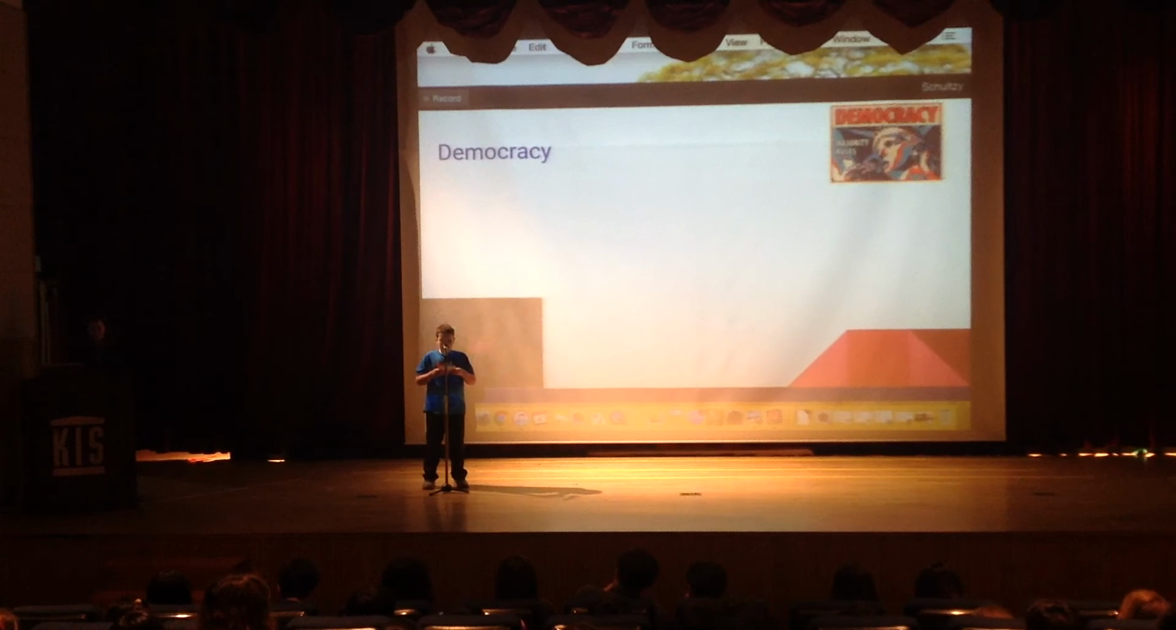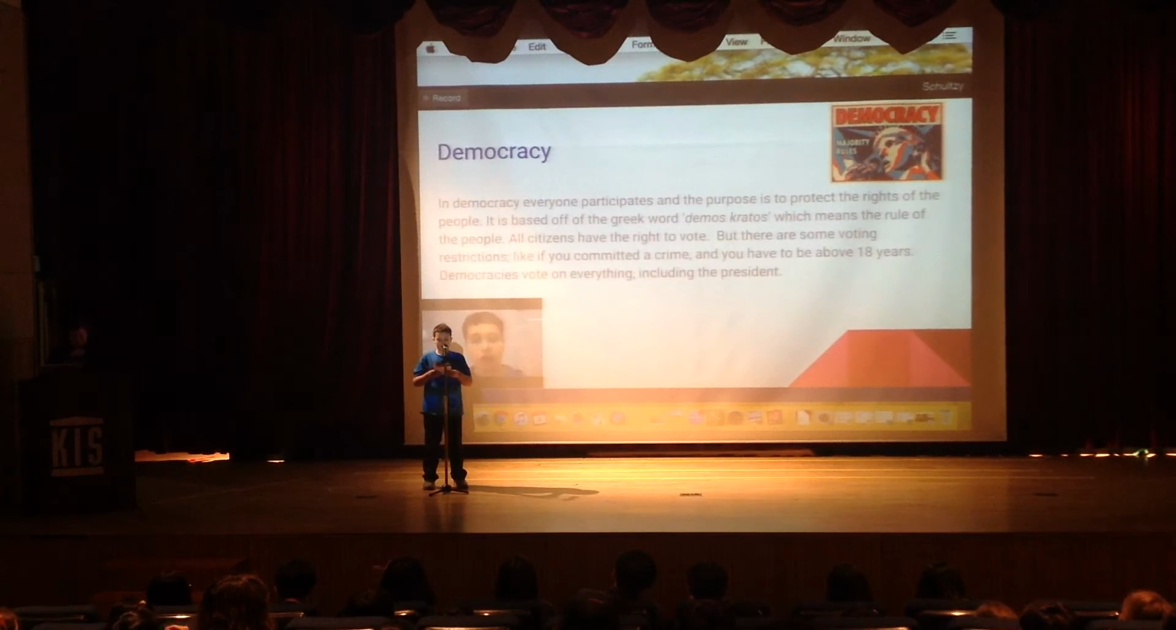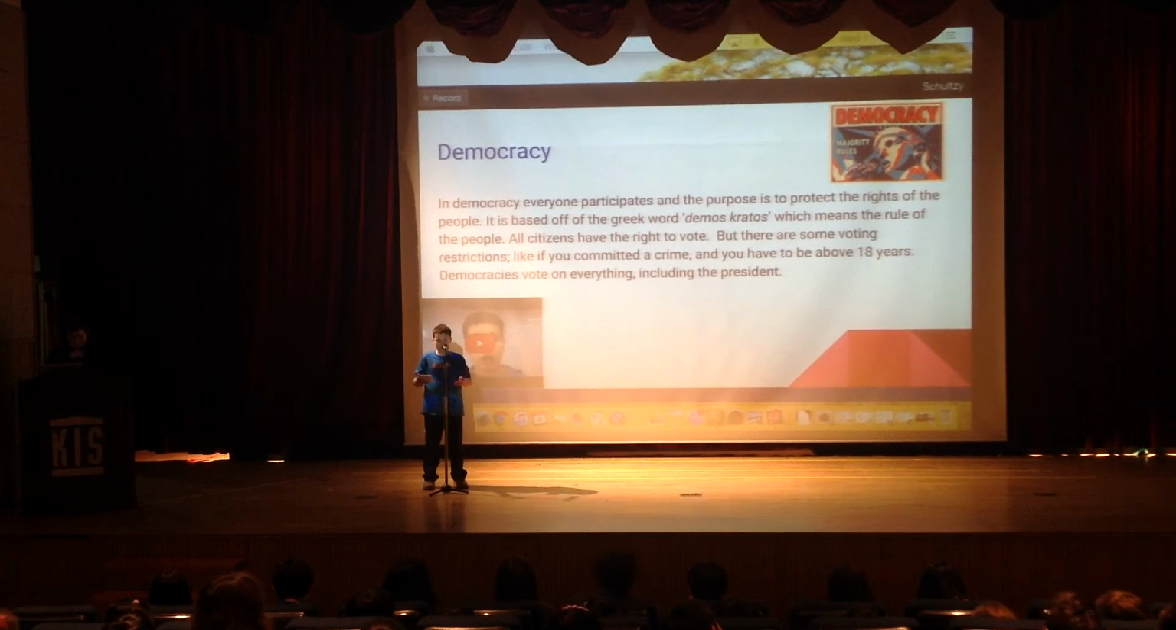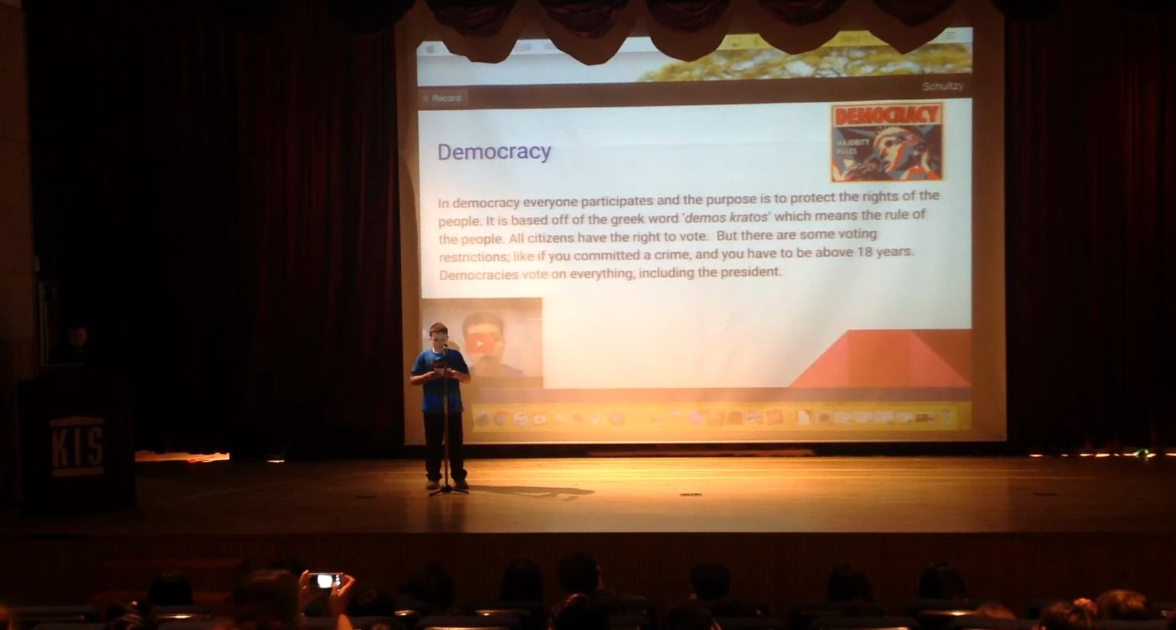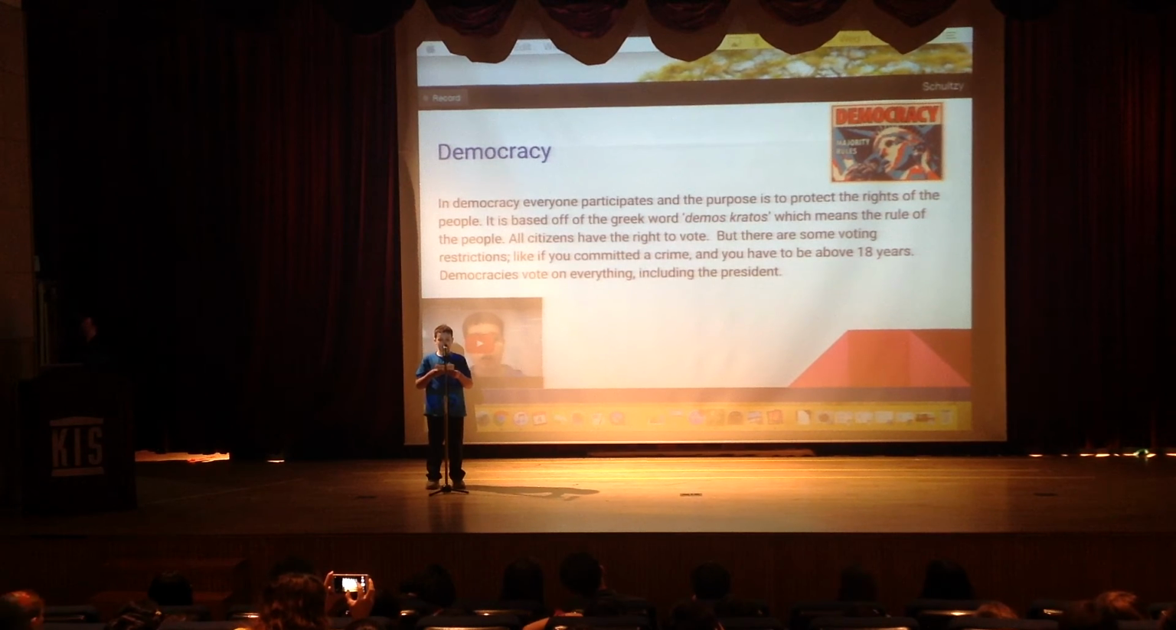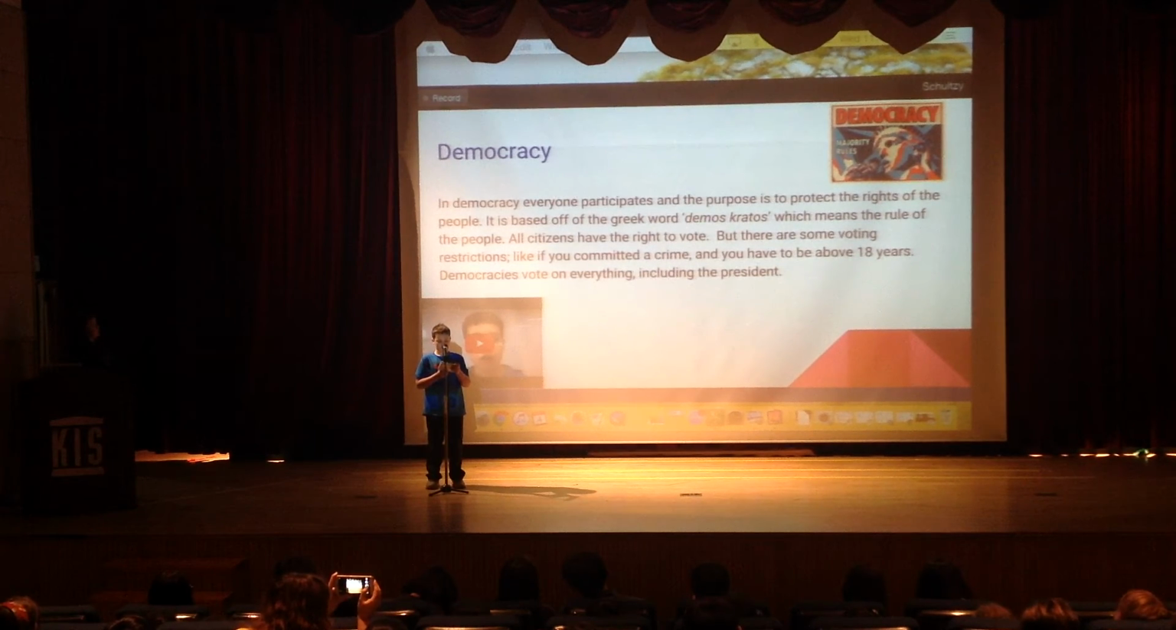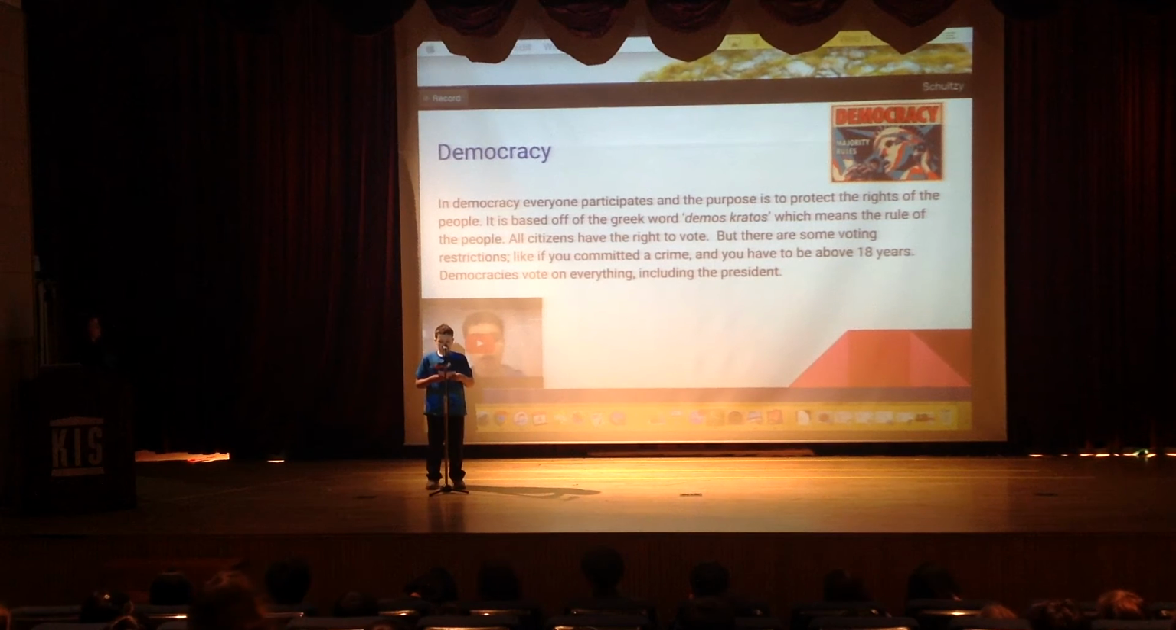In democracy, everyone participates, and the purpose is to protect the rights of the people. It is based off the Greek word demos kratos, which basically means the rule of the people. All citizens have the right to vote, but there are some voting restrictions, like if you committed a crime, and you have to be above 18 years. Democracies vote on everything, including president.